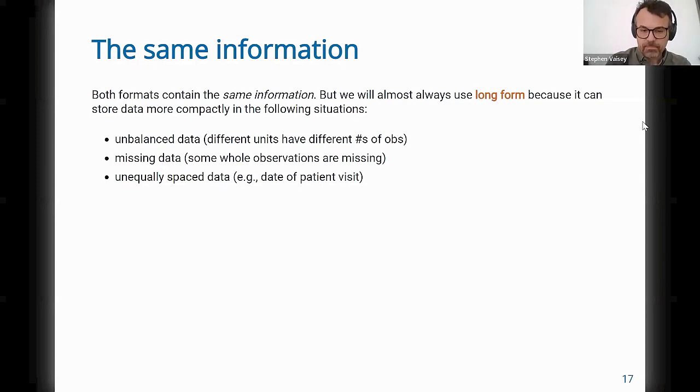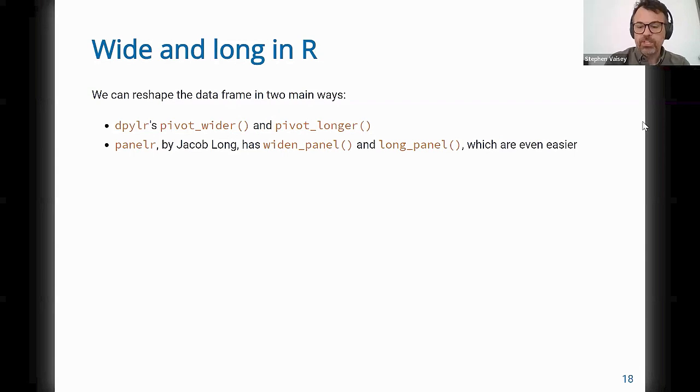So, okay. We can reshape the data in a couple different ways. In dplyr, you have pivot wider and pivot longer, which are useful, built-in tidyverse ways to reshape data from wide form to long form. Now, what I would recommend is if you're doing a lot of stuff with panel data, there's a package called PanelR, which I'm going to show you how to use. This is written by Jacob Long, who is a professor. I can't remember where he is right now, but he's written some really useful R packages that we're going to use a lot in this course.